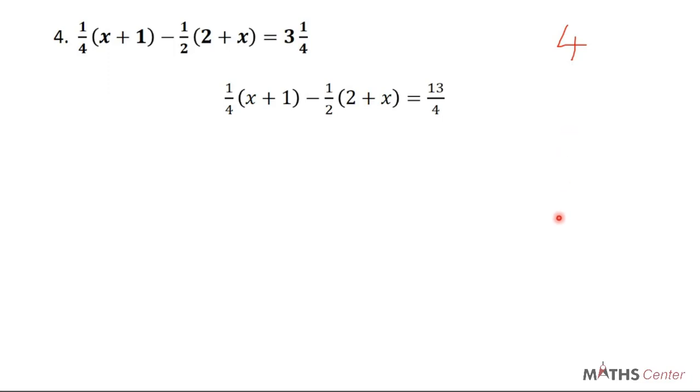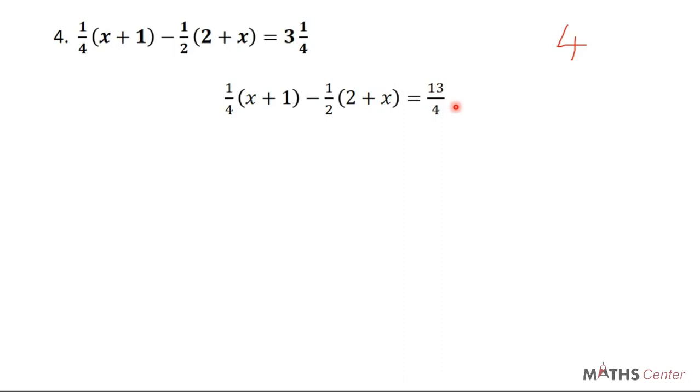Multiply each term by the LCM. Now here, what are the terms here? This whole thing here is one term: 1 over 4 into bracket x plus 1 is one term. When you come here, you see we have a negative sign here, so it means that 1 over 2 into bracket 2 plus x is also another term. So terms in the equation are separated by the negative sign or positive sign. So everything here is together one term, everything here is also together one term, then 13 over 4 is also together, so that's also another term.